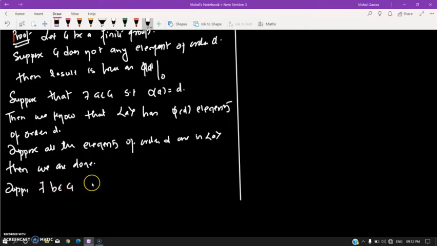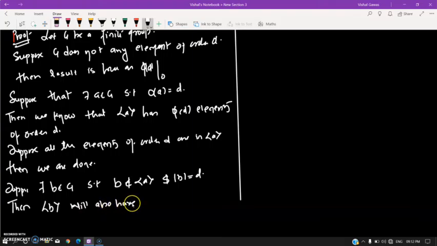Suppose there exists B in G such that B does not belong to A and order of B is also D. Then the subgroup generated by B will also have phi of D elements, right? Now, we claim this subgroup and the subgroup generated by A will not have any common element. Let's also get that case out.